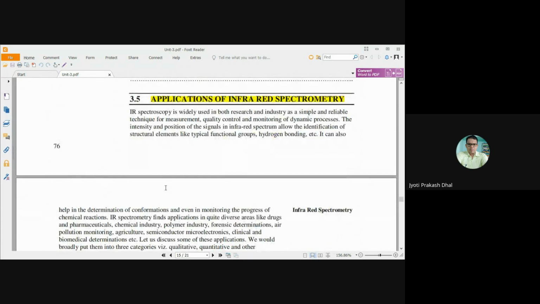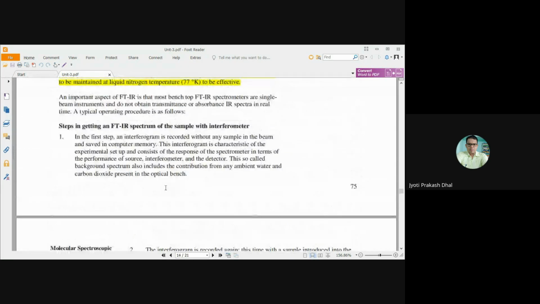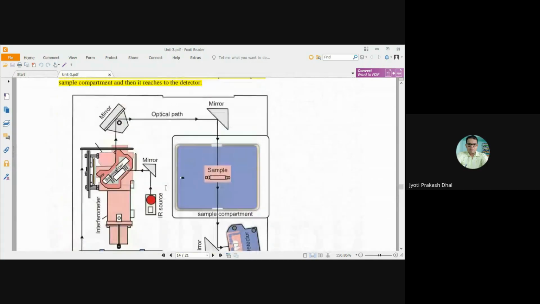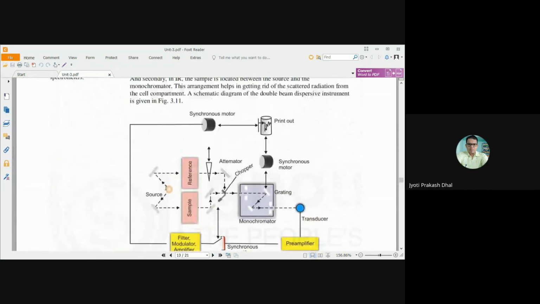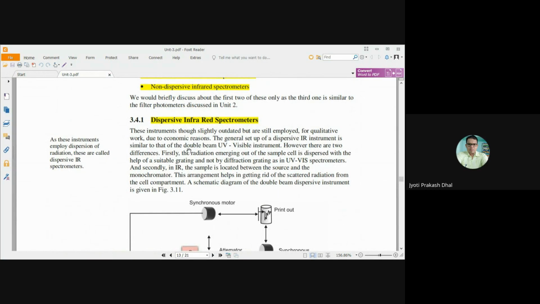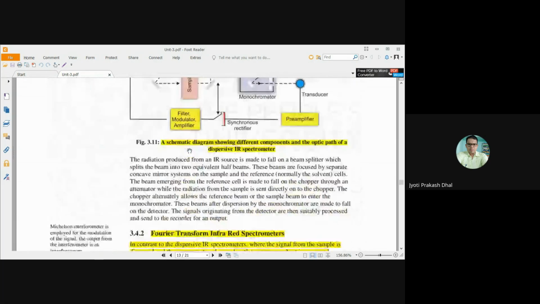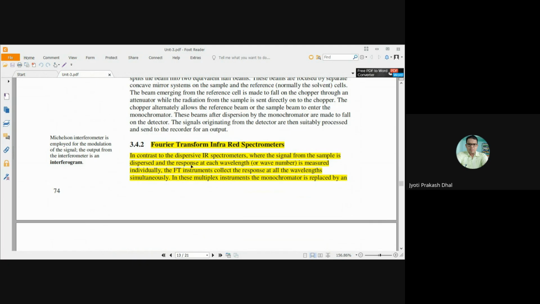Now coming to the third instrument, that is not so required for you. So if in your exam you will find the two different types, that is dispersive infrared spectrometer and the construction of dispersive infrared spectrometer, and the next one is FTIR spectrometer.